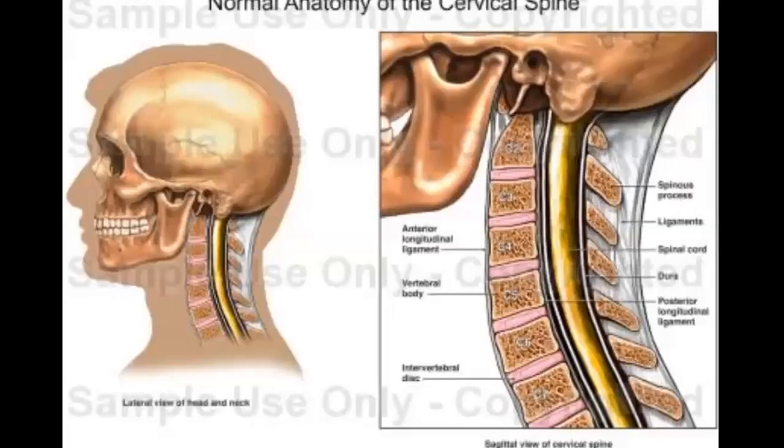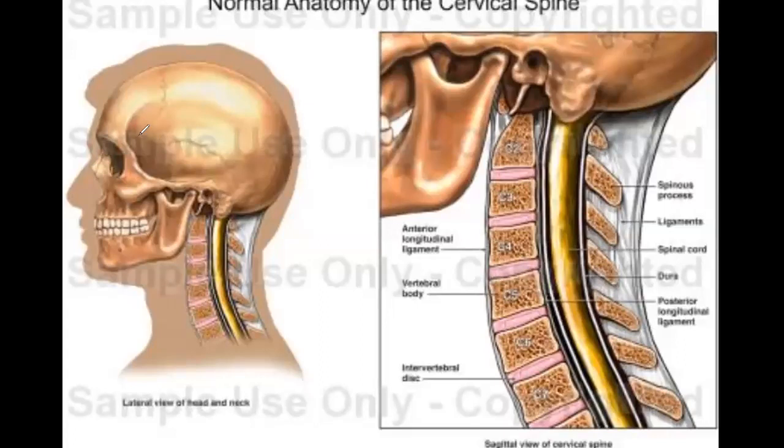Okay, so what we're going to do now is we're going to start sports medicine. So we're going to start basically with the cervical spine and then work our way down. Remember, the cervical spine is the neck. So let's just look at some normal anatomy of the neck real quick.